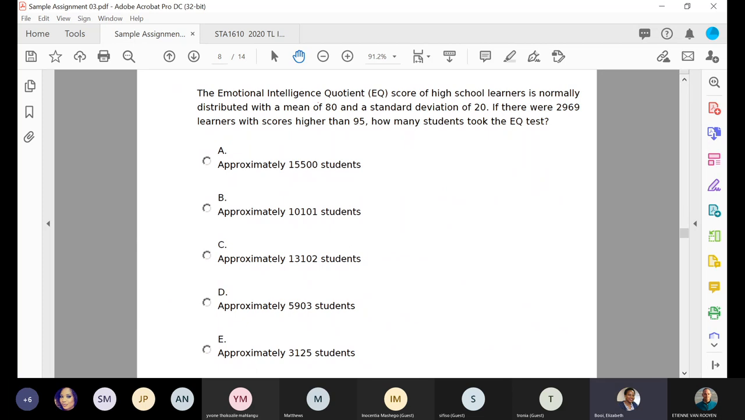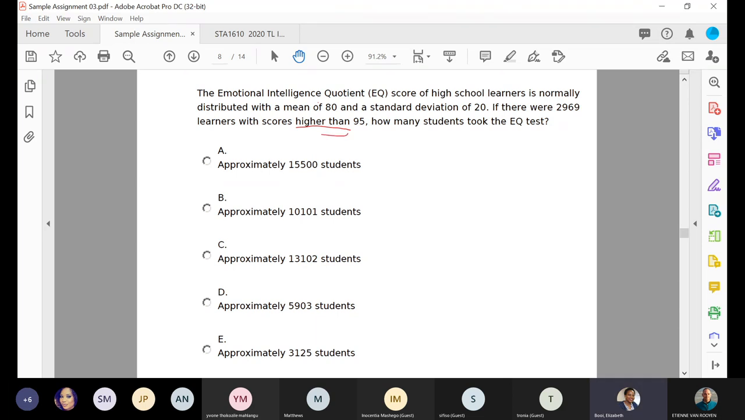Okay. Now the next one. The emotional intelligence quotient or EQ score of high school learners is normally distributed with the mean of 80 and the standard deviation of 20. If there were 2,969 learners with the score of higher than 95, how many students took the test? So the first thing that we need to do is find the probability of those who took the test.